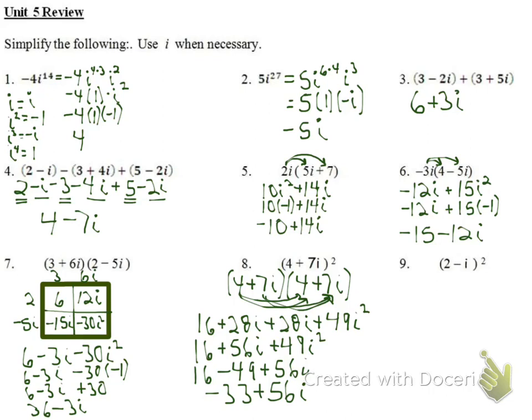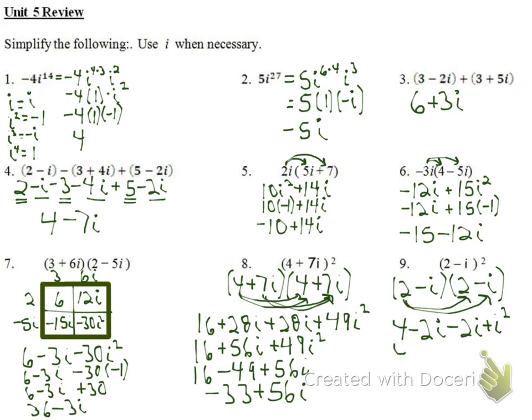We'll do the same thing for number 9. 2 minus i, 2 minus i. Multiply the first term by both terms in the second. I get 4 minus 2i. Then it's going to be negative 2i plus i squared. 4 minus 4i, well, i squared we know is going to be negative 1, so we can just bring that down. It becomes 3 minus 4i.